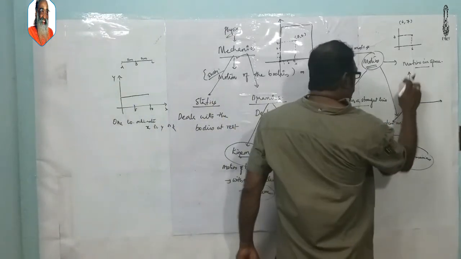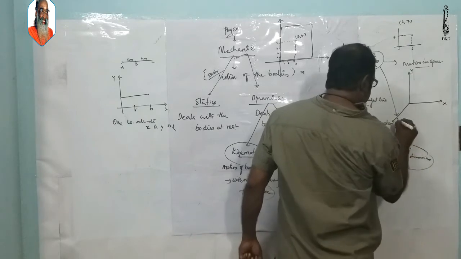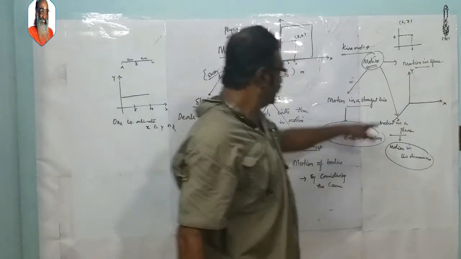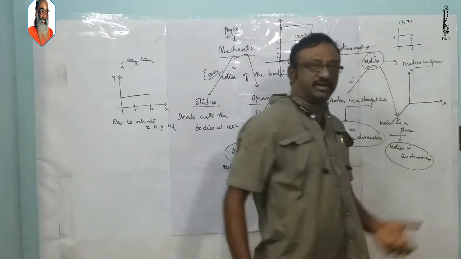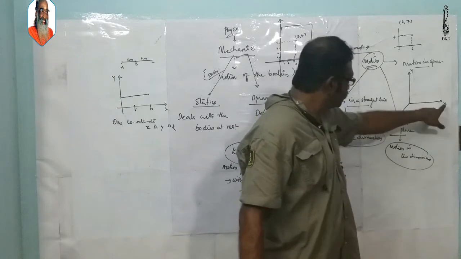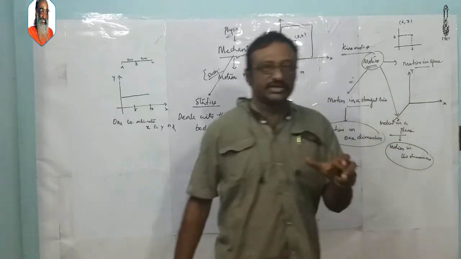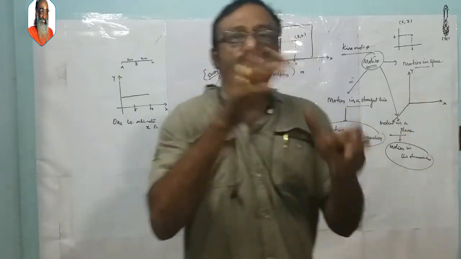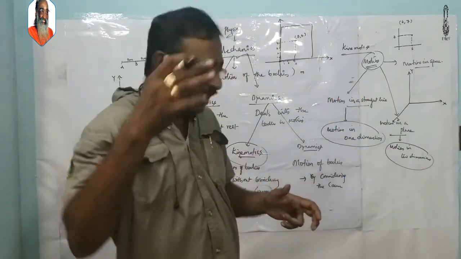And you already know about this. These are represented by X, Y, or Z. Usually this is generally taken as X, this as Y, this as Z. It is not necessary that it should always be X. You can take it as Y, or Z, or X. But the condition is that these three should be mutually perpendicular to each other. That means one should be perpendicular to the other.